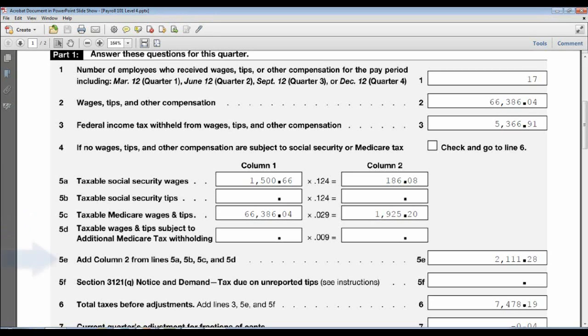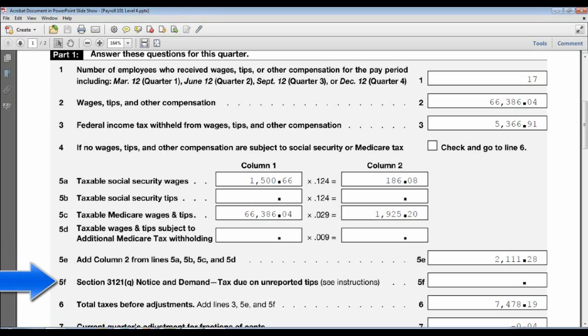Line 5E. Add column 2 from lines 5A, B, C, and 5D. Now when we add all of those together, the $186.08 and $1,925.20, our total is $2,111.28.